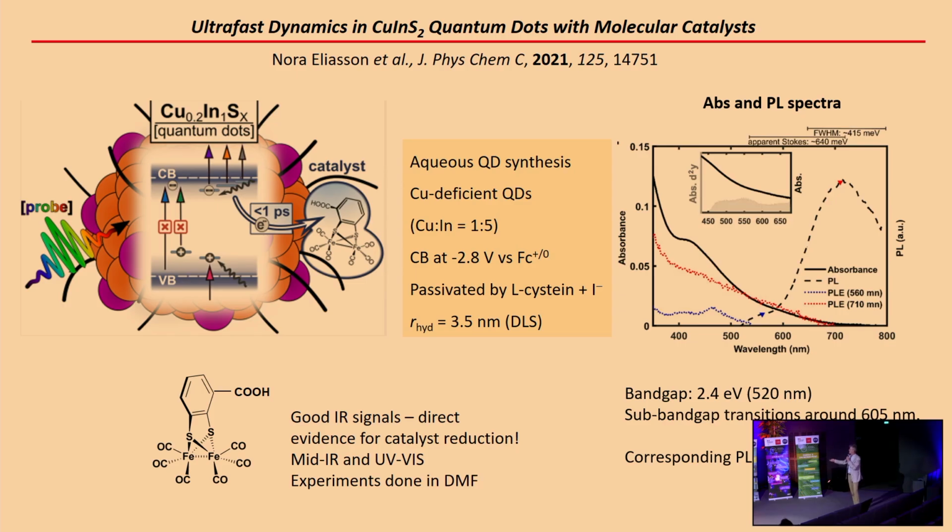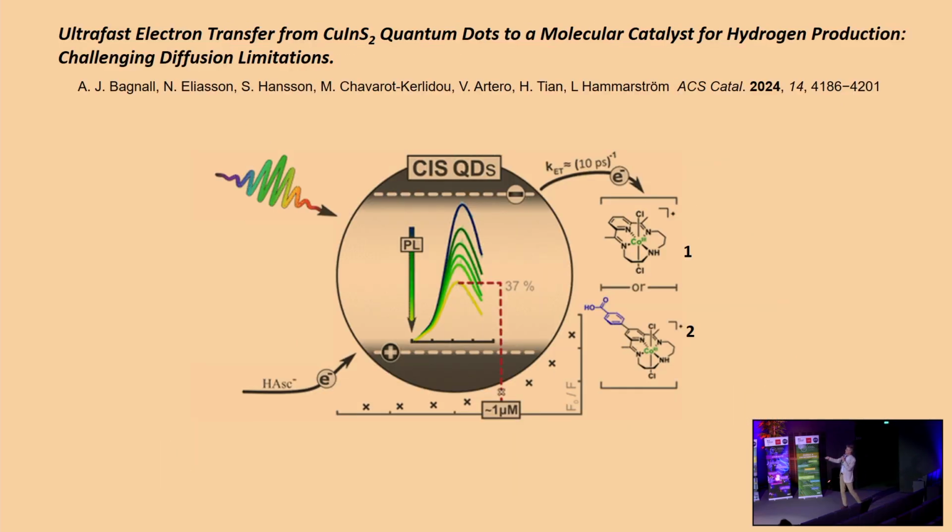If you look at the absorption spectra here in black, you see not a very distinct spectrum, but this is typical for most quantum dots. And you see photoluminescence here in the red. The band gap here is around 2.4 electron volts, 520 nanometers. With these quantum dots, we could actually show the signature of the reduced catalyst by the infrared absorptions of the carbonyls. But then in collaboration, we worked instead with a better catalyst, a cobalt catalyst that they developed in Grenoble.